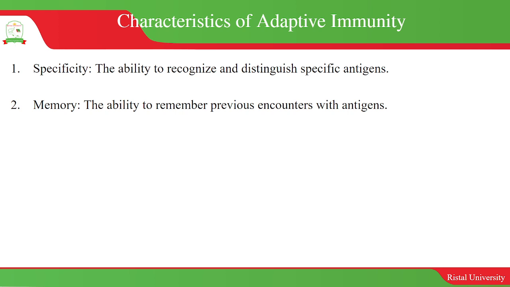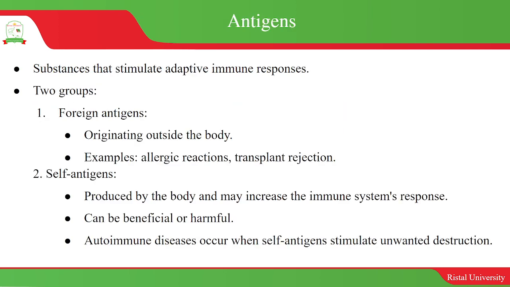So we are going to look at the second type of immunity, which is called adaptive immunity. This is characterized by its ability to recognize and distinguish specific antigens. The second property is that it has the ability to remember previous encounters with antigens and respond more quickly. So let us look at the antigens. What are antigens? These are substances that can stimulate an adaptive immune response.